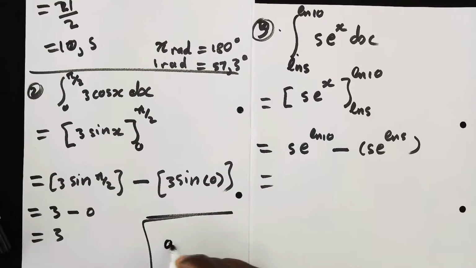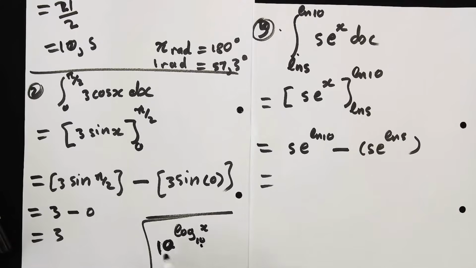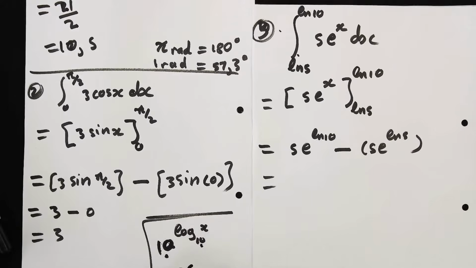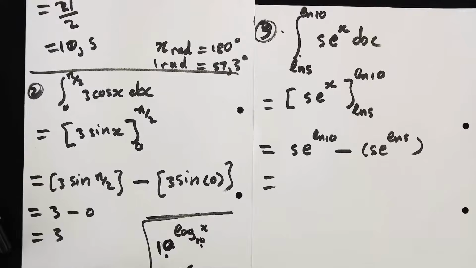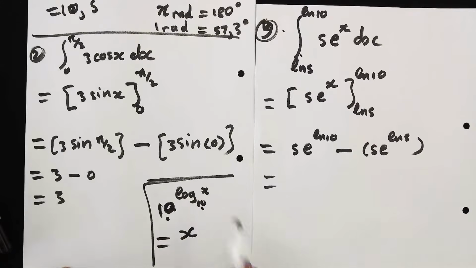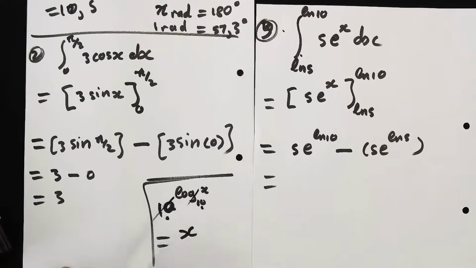Let's say we have a to the power of log of x to the base 10. Let me use base 10. If the base is the same in the log and in the exponent, then the answer is what is inside the log. The answer will be x. So it gets rid of each other because of that 10, and then you have x.